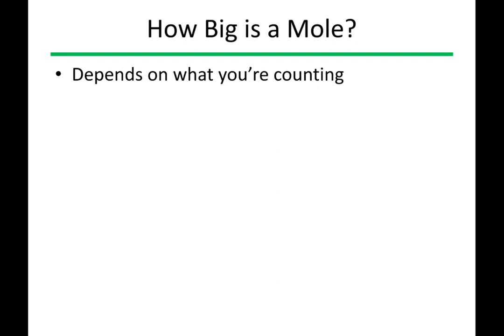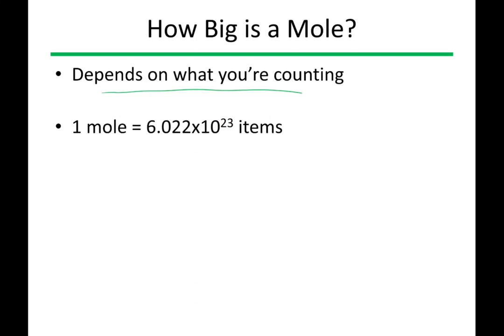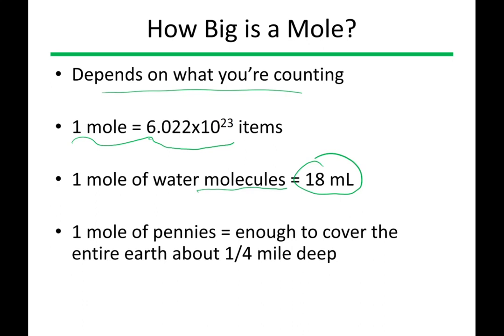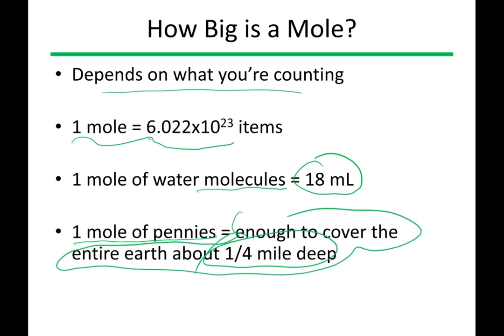Okay, so how big is a mole? Well, it kind of depends on what we're counting. So 1 mole of something is always 6.022 times 10 to the 23rd of that thing. 1 mole of water molecules is about 18 milliliters of water. So that's something that's fairly reasonable. It's like a fraction of a shot. 1 mole of pennies, however, that's enough pennies to cover the whole entire world about a quarter mile deep. So a mole is not a lot if we're talking about individual molecules, things that are too tiny for us to normally weigh, but we usually wouldn't talk about a mole of something that's macroscopic.